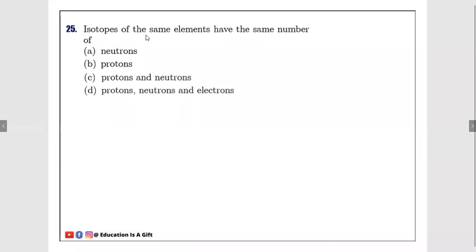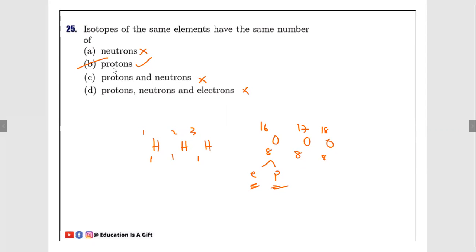25. Isotopes of the same element have the same number of what? If you take isotopes, as we have discussed, hydrogen, hydrogen, hydrogen: 1, 1, 1 with mass numbers 1, 2, 3. If you take oxygen, oxygen, oxygen, here it is 8, 8, 8, with mass numbers 16, 17, 18. So they have the same number of, what is this? 8 electrons and protons, right? So if in the options you find electron and proton, that is correct. If you find only electron, that is correct. If you find only proton, that is also correct. If you see neutron, no. Proton, yes. Proton and neutron, no. Proton, neutron, electron, no. The answer is proton. Instead of proton, if you have electron, that is also correct.